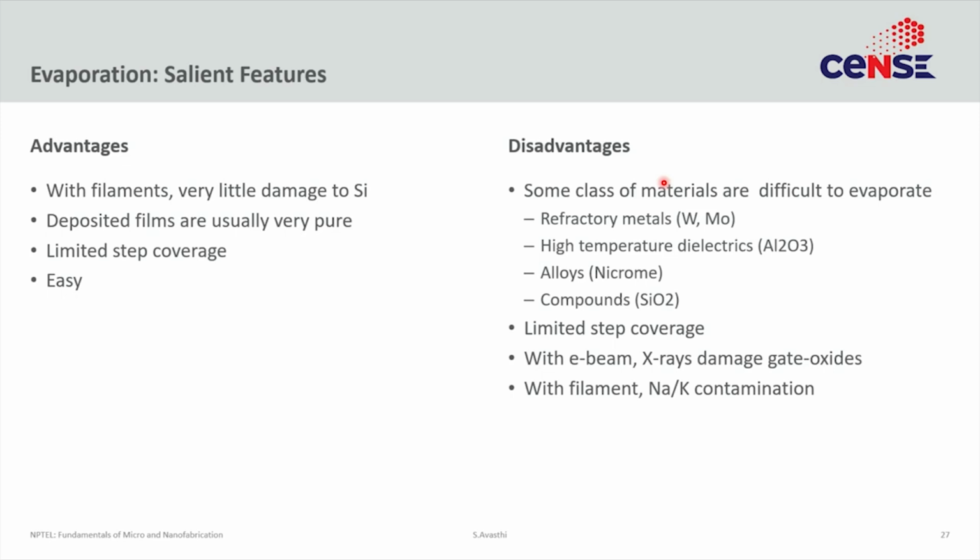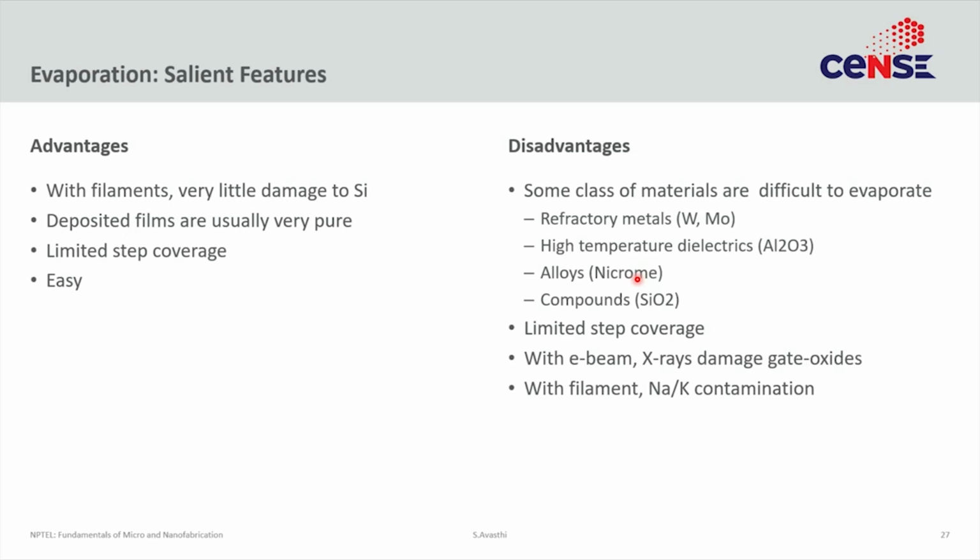What are the disadvantages? You can't do it on refractory elements. You can't do it for dielectrics that are high temperature. You can't do alloys. Why can't you do alloys? Supposing you had nichrome alloy. Nickel and chromium have different vapor pressures. When you heat it up, either nickel will selectively evaporate more or chromium will evaporate more. The ratio of nickel and chrome that actually gets deposited will not be decided by their alloy composition, but by the ratio of their vapor pressure. So, it is very hard to do alloy evaporation.